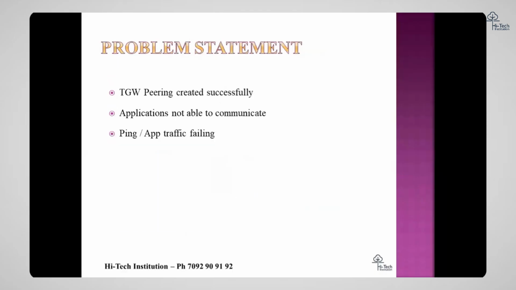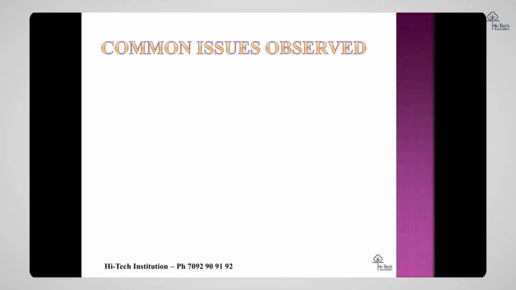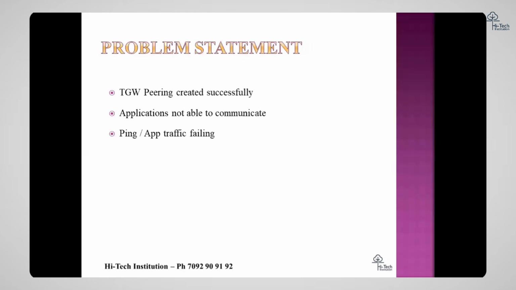Hope you understand. Now we can get into the problem statement. The transit gateway, as I mentioned, is created successfully, but the application is currently not able to communicate. There are two EC2 instances, one in Mumbai and another in Singapore, and they are not able to communicate. In addition, ping and app traffic are failing. When I try to ping from the source region to the destination region, the ping is not happening.